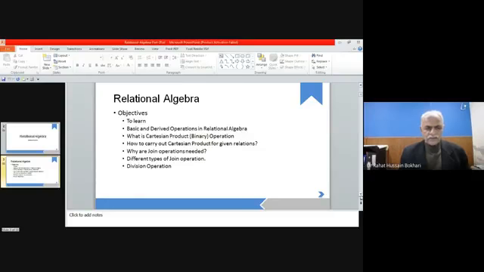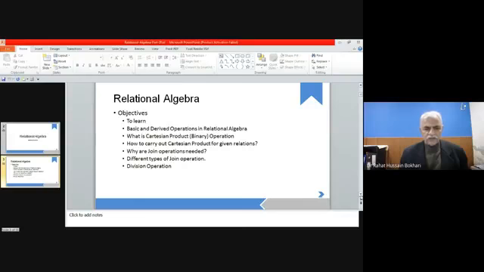So today's lecture objectives are that we have to learn basic and derived operations in relational algebra. We have to start with the Cartesian product, which is a binary operation, and it is a very, very important topic. We do Cartesian product for relations when we want information that's not available in a single relation, so we have to combine two relations. For that, the Cartesian product is one of the operations that we have to carry out at the outset.